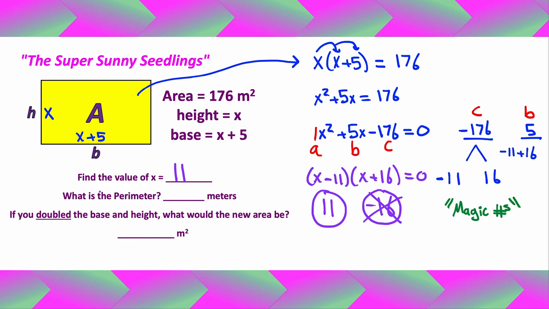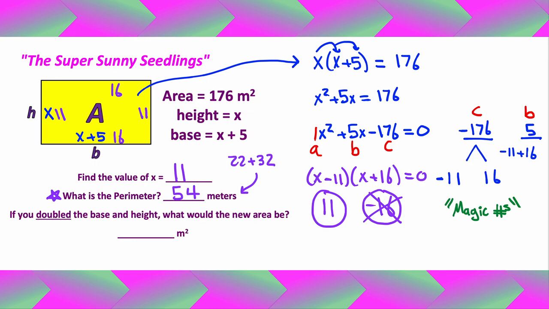Bonus question. What is the perimeter? Well, let's plug 11 in. If x is 11, this side would be 11. This side would be 11. 11 plus 5 is 16, so this side would be 16, and this side would be 16. 2 11s plus 2 16s would be 22 plus 32. When we add all those together, that would be 54. Yeah, there we go. 54 meters.